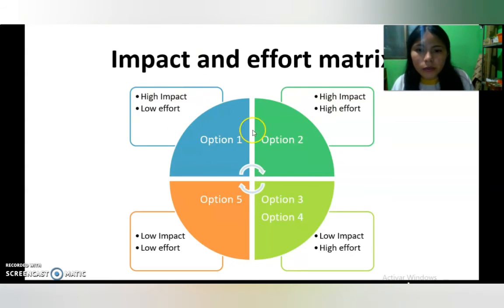The best action to do is action one because we have high impact, which means we are going to have more savings, and low effort. But we decided to do action two because of the high impact.